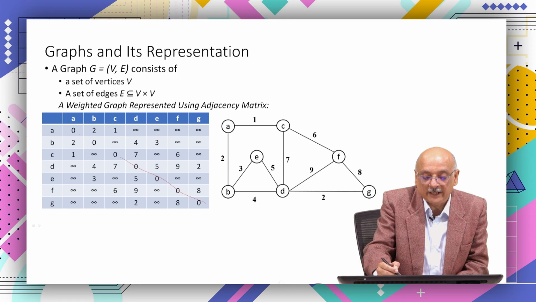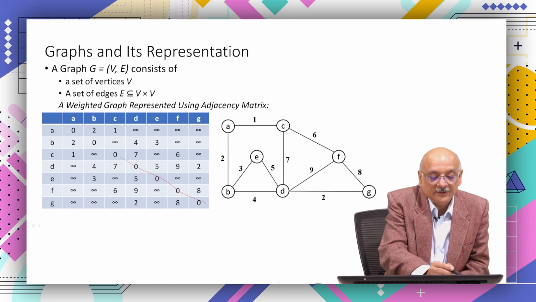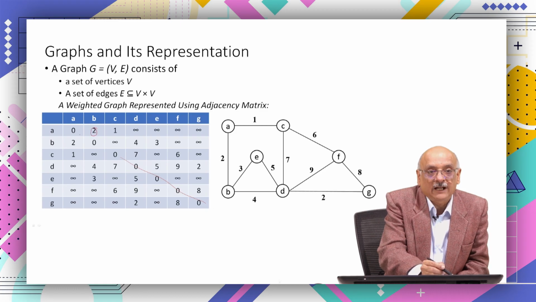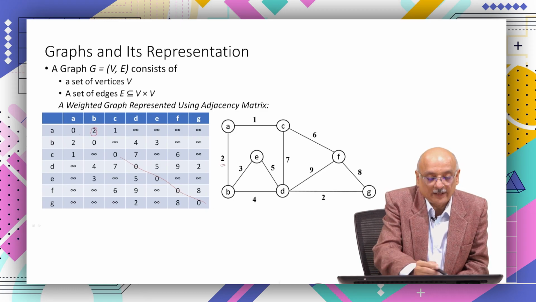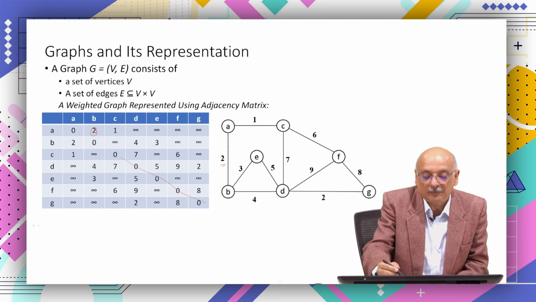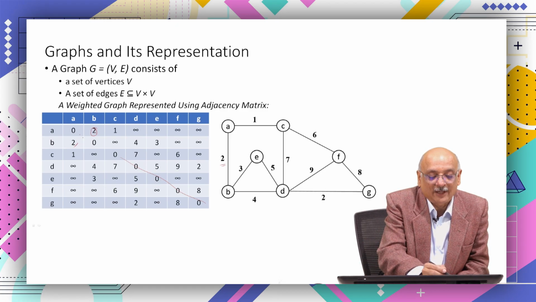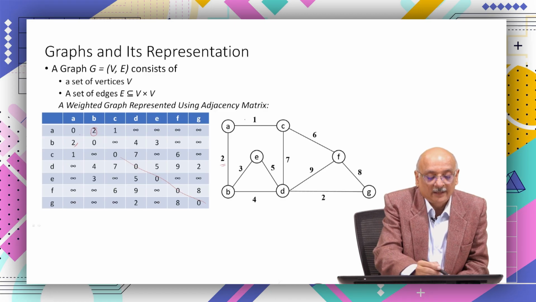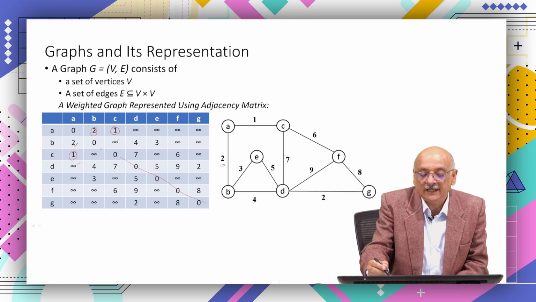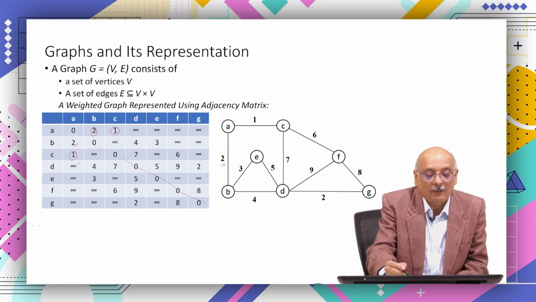Now look at the edge A to B. There is an edge from A to B, and the weight of that edge is 2. From B to A we also have the same weight. So you can see that the elements on either side of the diagonal are the same. Similarly, A to C, the weight is 1, and both the weights are 1. Infinity represents the case when there is no direct edge from one vertex to another vertex.